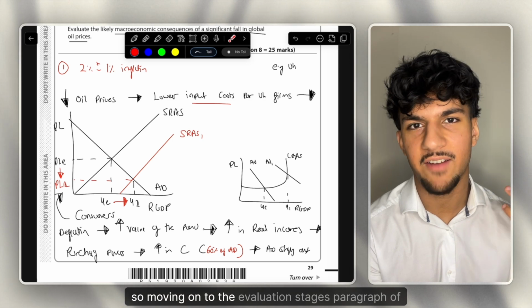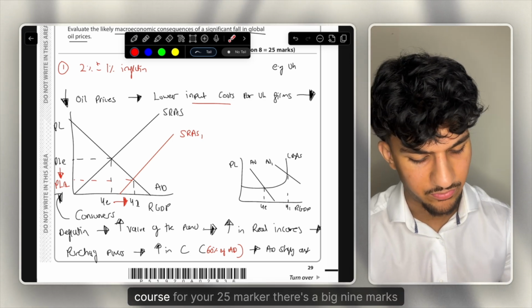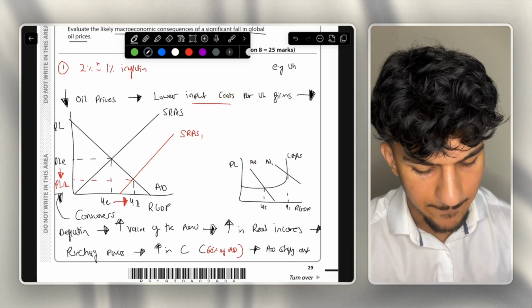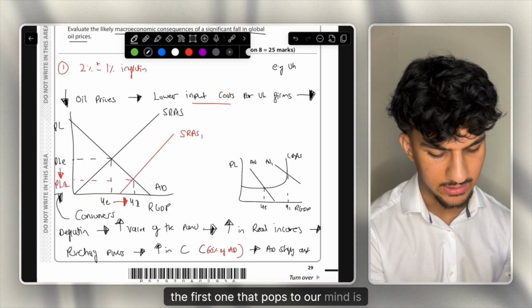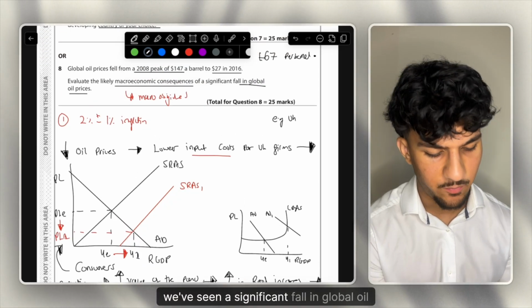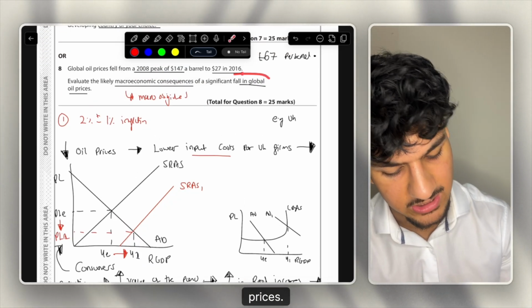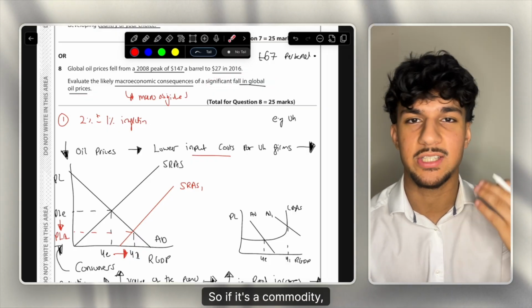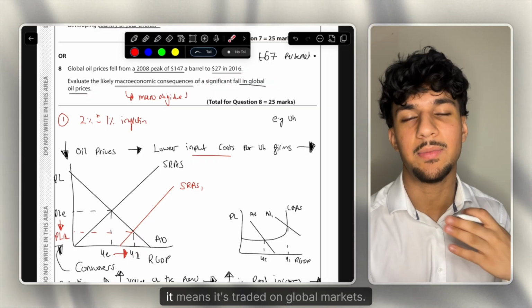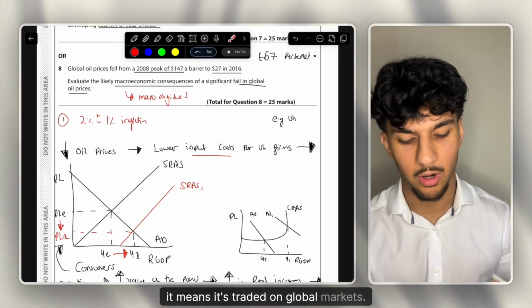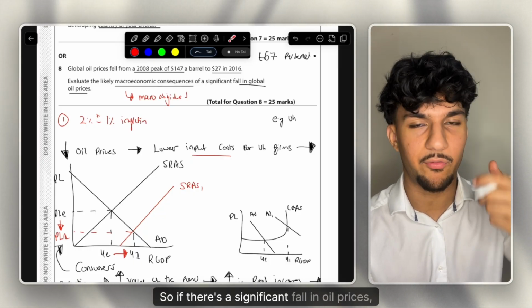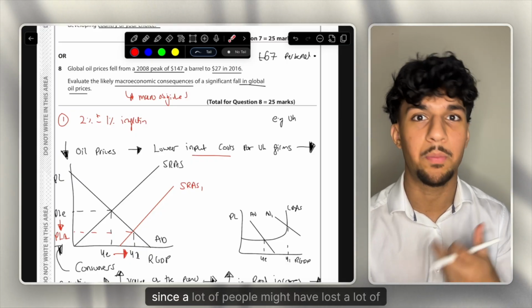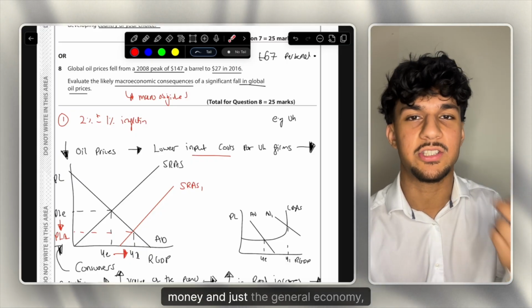Okay, so moving on to the evaluation stage of the paragraph. For your 25 marker, there's a big 9 marks of evaluation. The first one that pops to mind is we've seen a significant fall in global oil prices. And of course, we said oil is a commodity, so one of its characteristics is that it's traded on global markets. So if there's a significant fall in oil prices, let's think about consumer and investor confidence, since a lot of people might have lost a lot of money, and just the general economy.